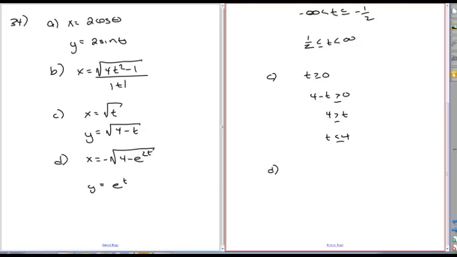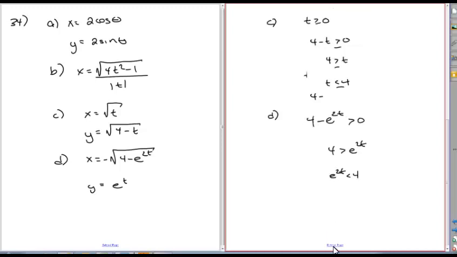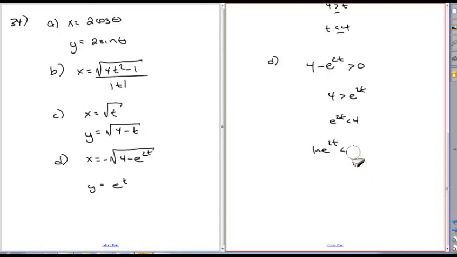And for d, t can take on any value here. The other one is that 4 minus e to the 2t has to be greater than 0. So 4 has to be greater than e to the 2t. e to the 2t has to be less than 4. Then what you would do is take the natural log of both sides. So you'd have the natural log of e to the 2t has to be less than the natural log of 4. So you take the natural log of both sides.